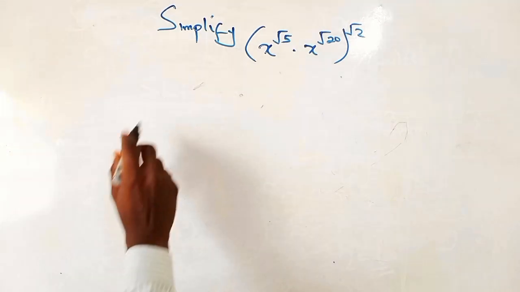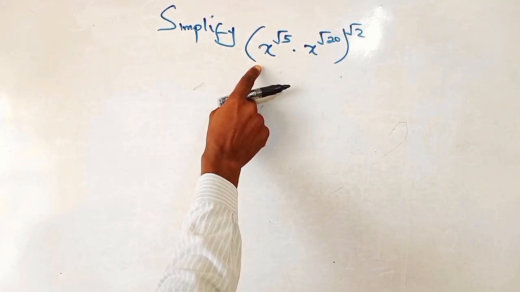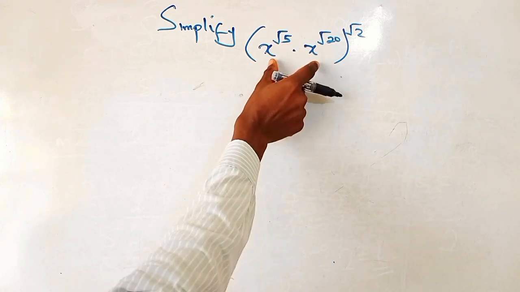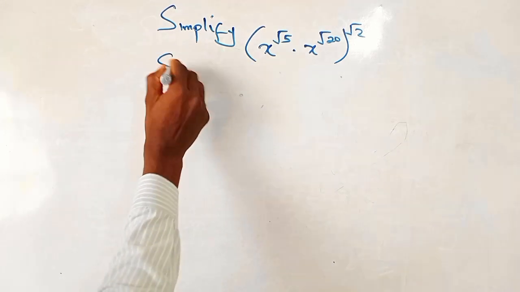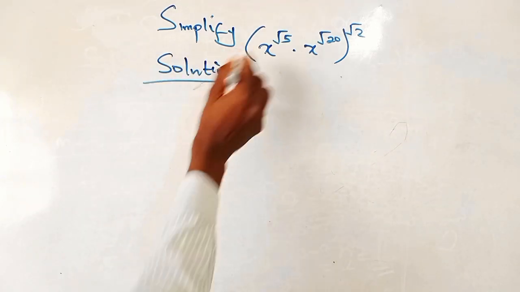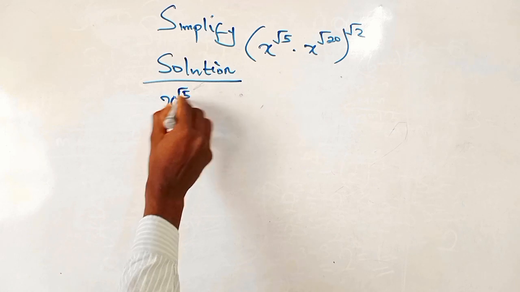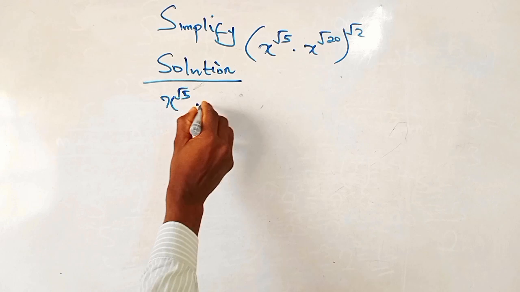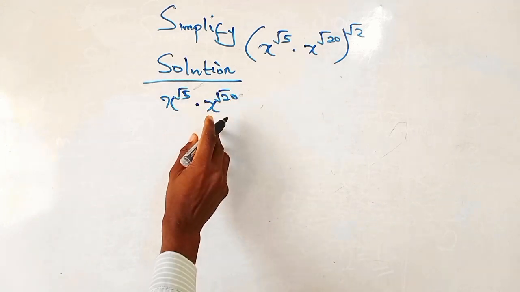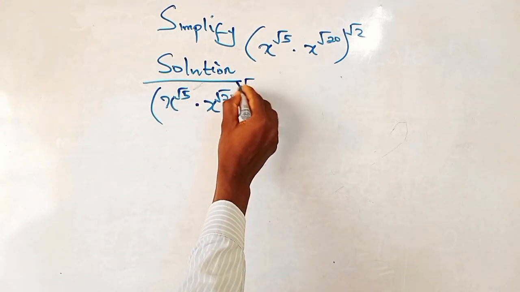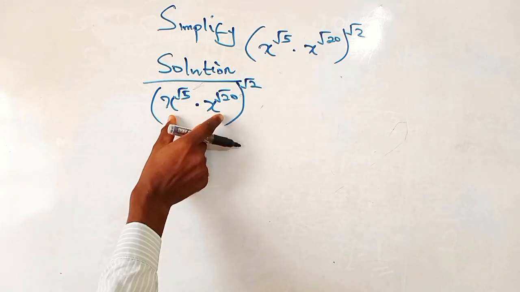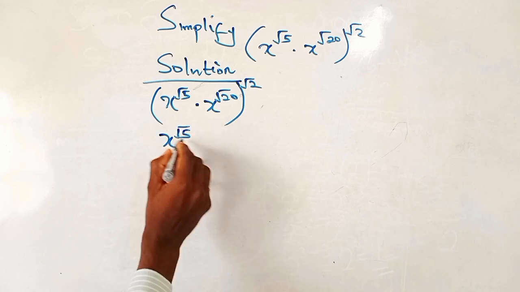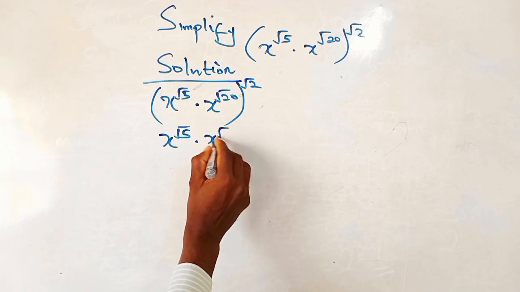The question says simplify. We have variables x in a radical exponent. So how do we simplify this? From here we have x to the power root 5 times x to the power root 20, and everything is to the power root 2. So let us concentrate within the parentheses. We have x raised to the power root 5 times x raised to the power root 20.